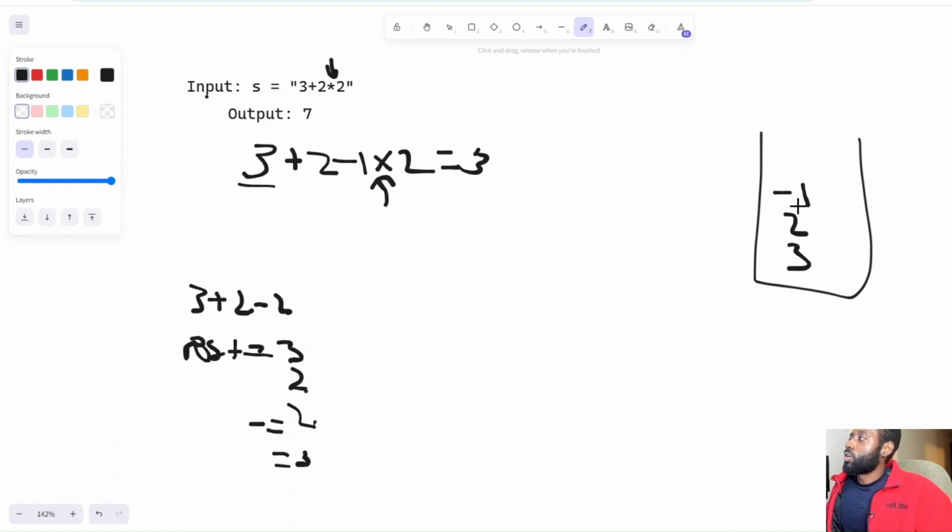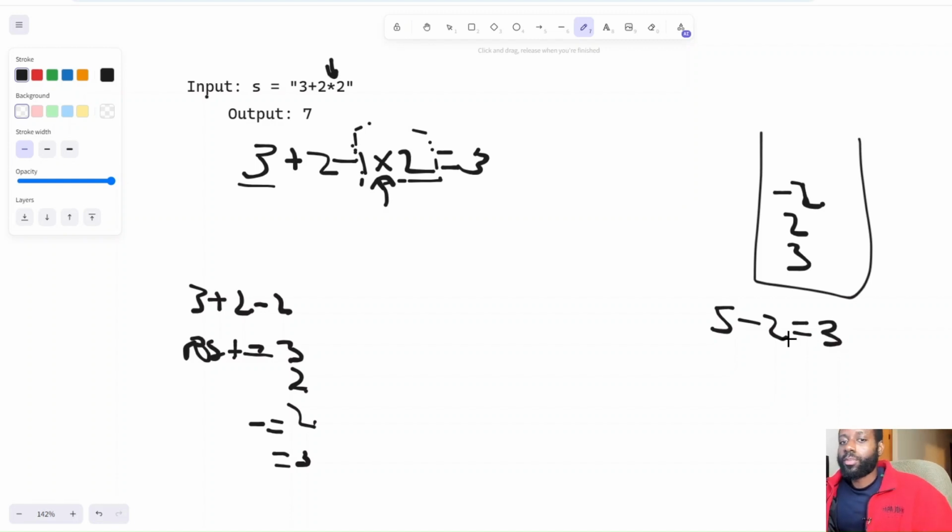So it's multiplication, so I'm going to pop whatever's on top of the stack and then add our result instead. So this is what we're going to add in the stack instead of the one itself. We're going to change this to a -2. And at the end, we just go straight up 3 plus 2, 5 minus 2 gives us 3. It's as simple as that.